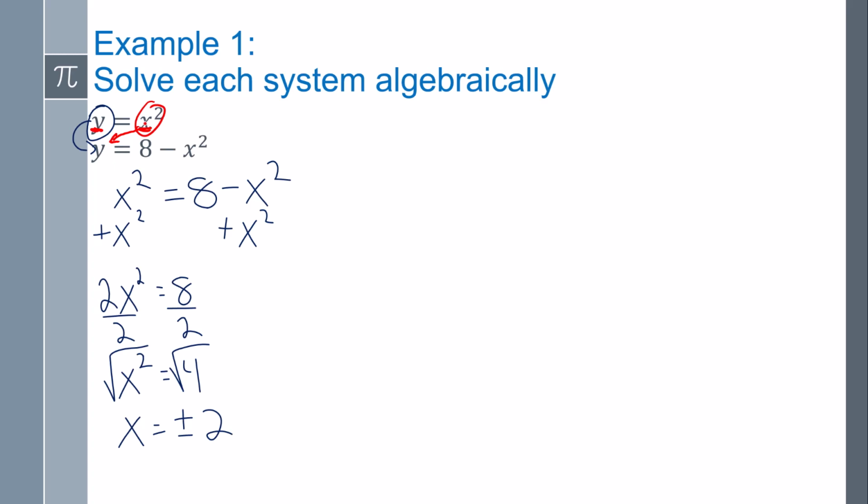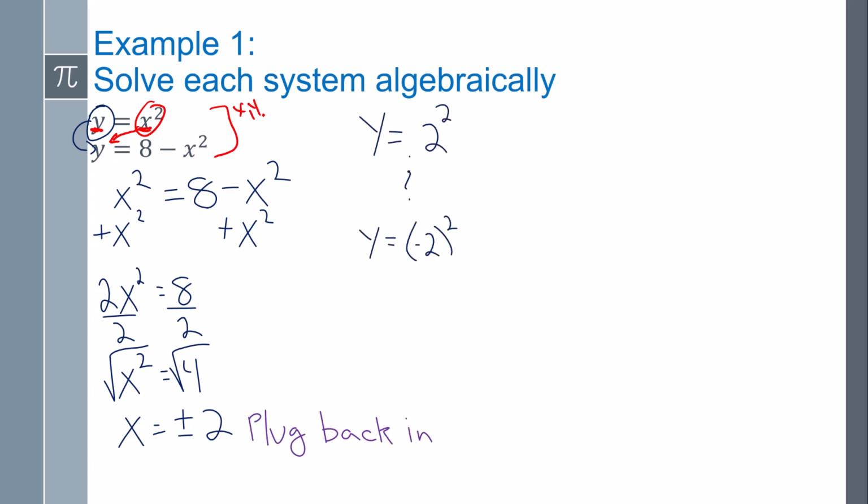But I only found what the x equals. If you notice in the original equation, I had both an x and a y. So now I need to find what the y is. So now I need to take that x and I need to plug it back into the equation. And so if I plug it in for x, both the positive and negative 2, I'm going to get 4. 2 squared is 4, negative 2 squared is 4. So that means when x was 2, y is 4. When x is negative 2, y is positive 4. And so those are my answers.